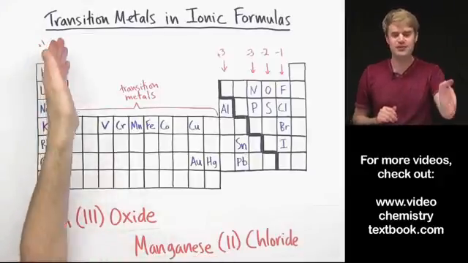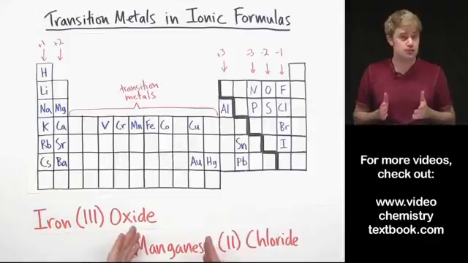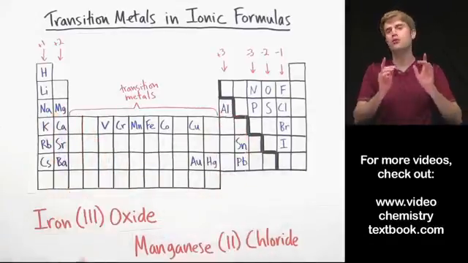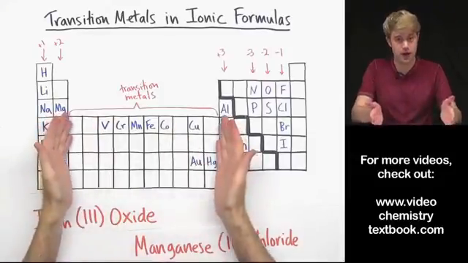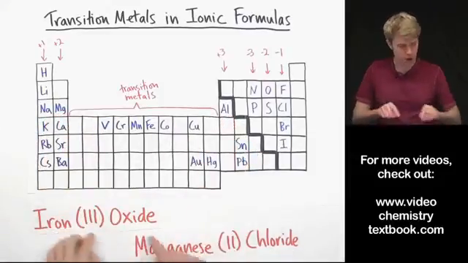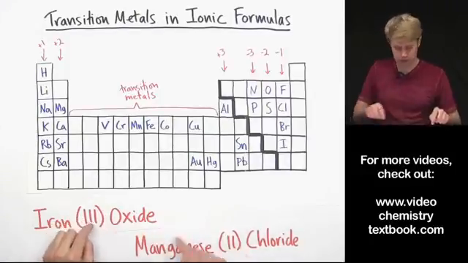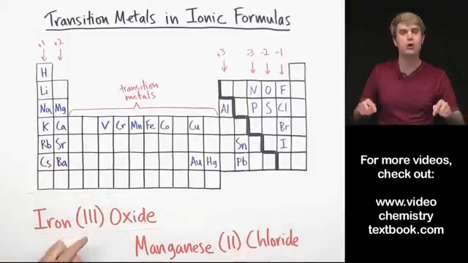Let's talk about transition metals in ionic formulas. The transition metals are the elements in this part of the periodic table here. When we write formulas for ionic compounds that contain transition metals, the formulas look like this, with these Roman numerals here in the middle. This might be a little bit different from other types of chemical formulas you've seen. In this video, we'll talk about what's going on here.